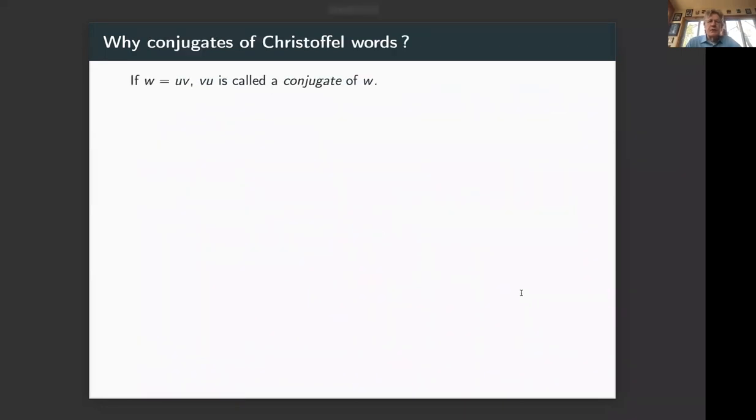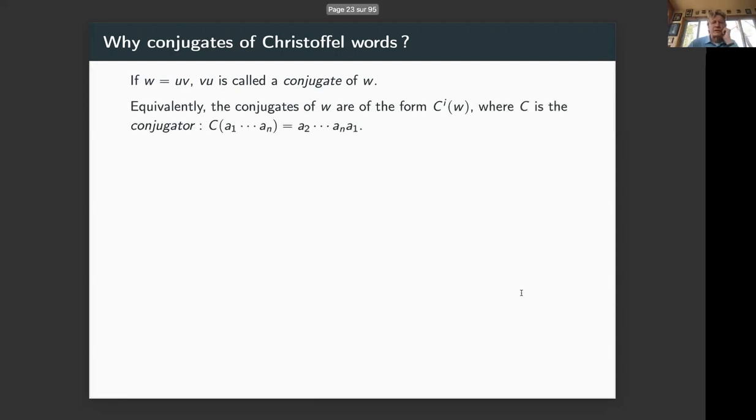So let me continue now more in our work. Two words. Why is it interesting to consider conjugates of Christoffel words? First, conjugate, I think everybody knows that. If you factorize W as UV, VU is called a conjugate of W. And you can equivalently define the conjugates by using the mapping C, called the conjugator.